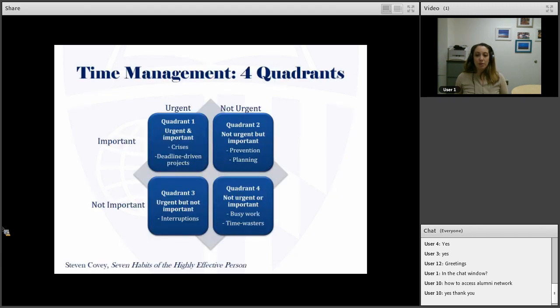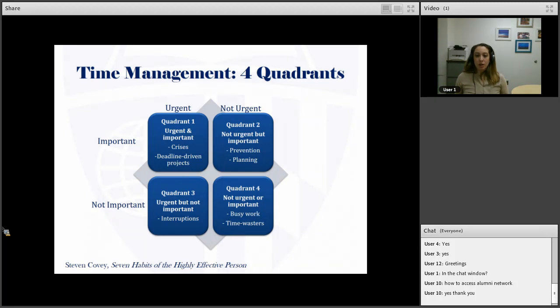Stephen Covey, author of 7 Habits of the Highly Effective Person, developed a time management matrix to help with prioritizing activities. You may find this useful to help you plan your online coursework. For an example of how to use this, use chat and give me 2 examples of something you have to do this week. Then write a dash and tell me where you think this fits into this chart.